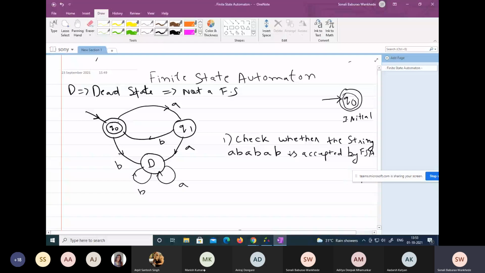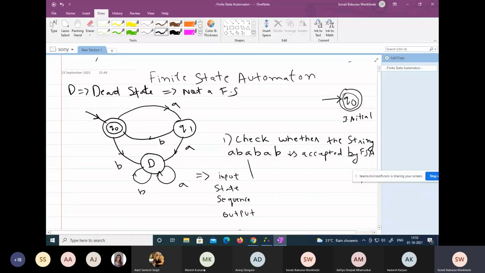My first input is A, right? For that you'll have to draw a state table. How is a state table given? First step is you write the input values, then you write the state sequence, and then you write the output. This is how it goes.